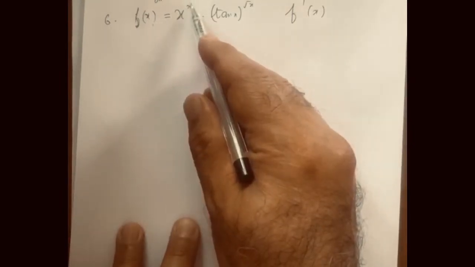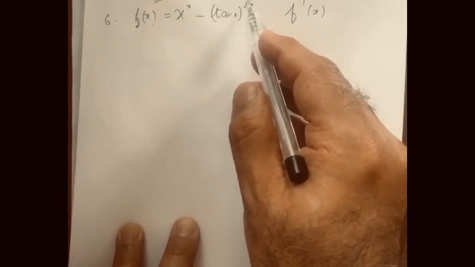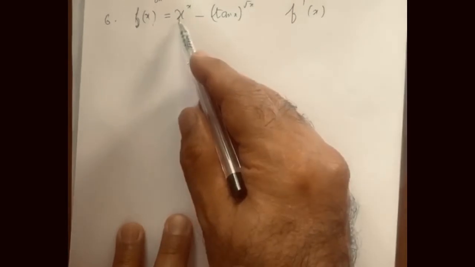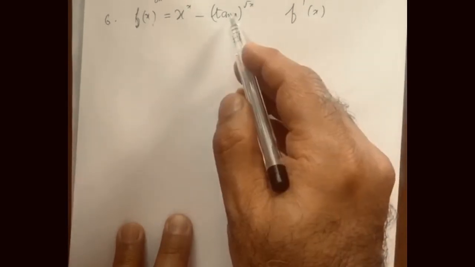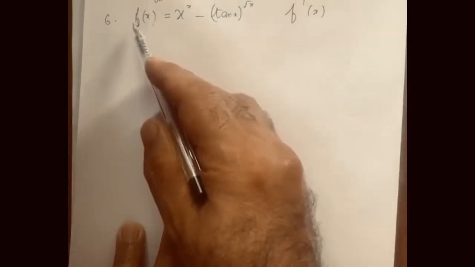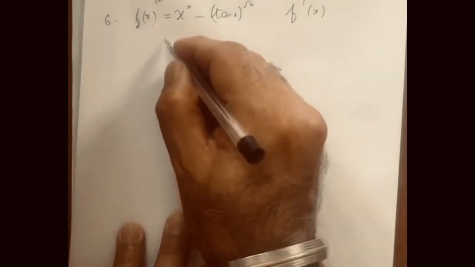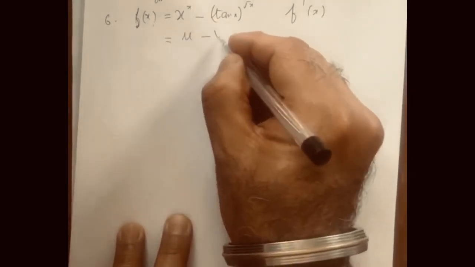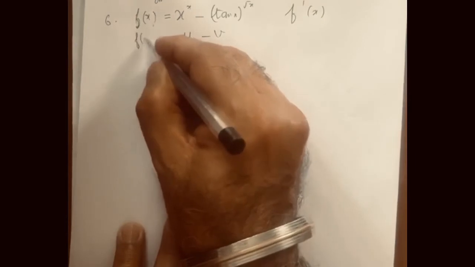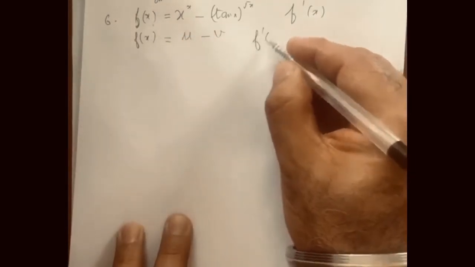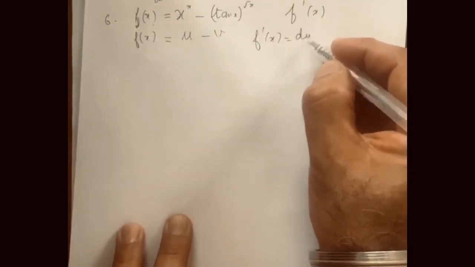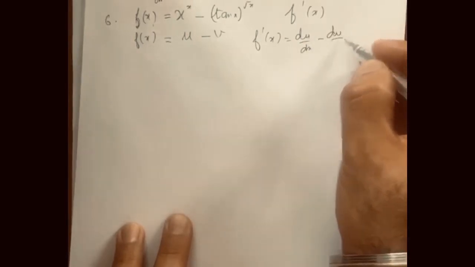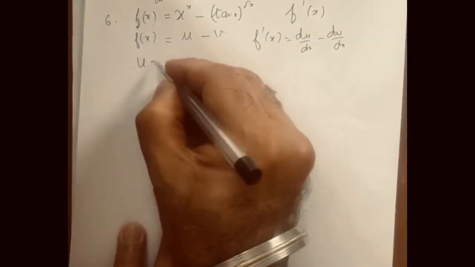Next, x raised per x minus tan x raised per root of x. This is function raised per function, this is also function raised per function. So we will differentiate this by taking log and this also by taking log, but we cannot take log of f of x. So we put this as u minus v. This is f of x equal to, so what will be f dash of x? It will be du by dx minus dv by dx. U is x raised per x.